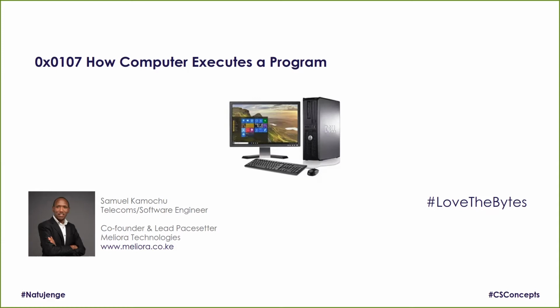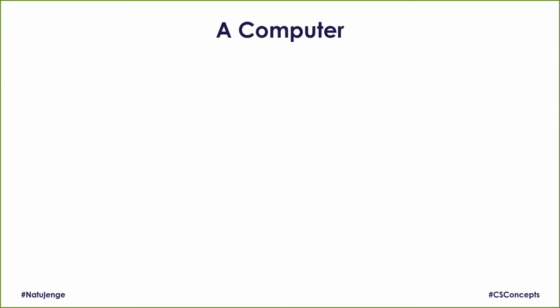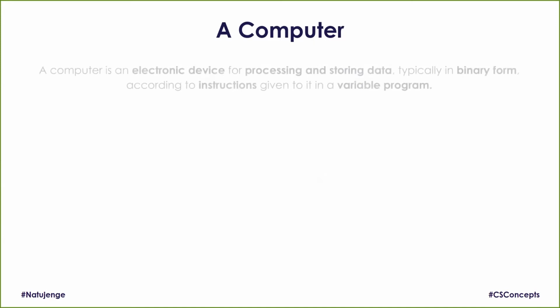In this episode, my objective is to help you appreciate how a computer executes a program. Allow me to start with the definition of a computer. A computer is an electronic device for processing and storing data, typically in binary form, according to instructions given to it in a variable program.